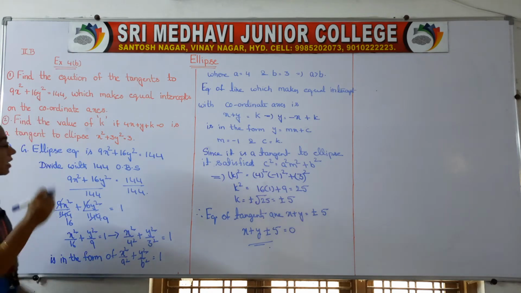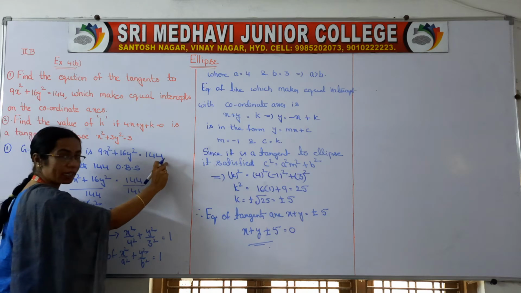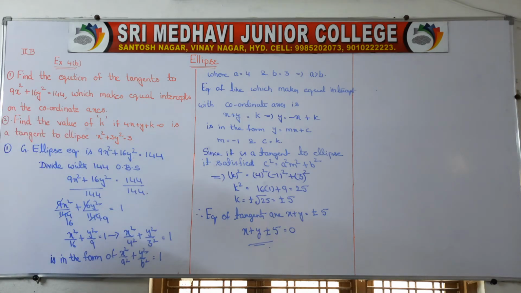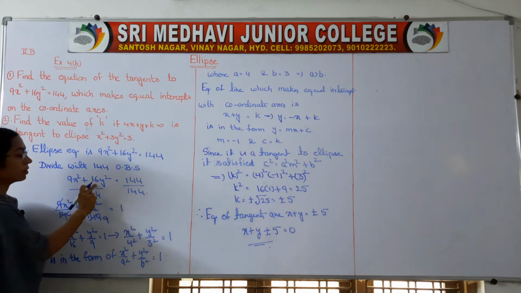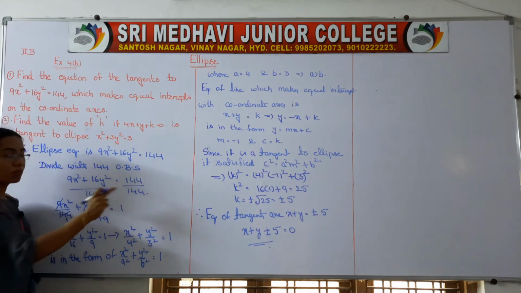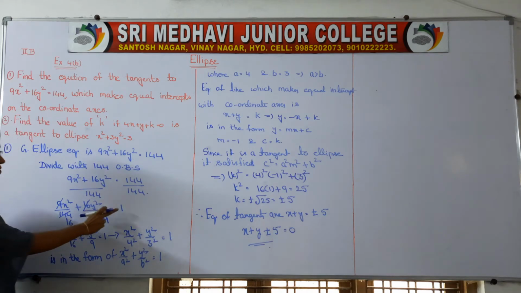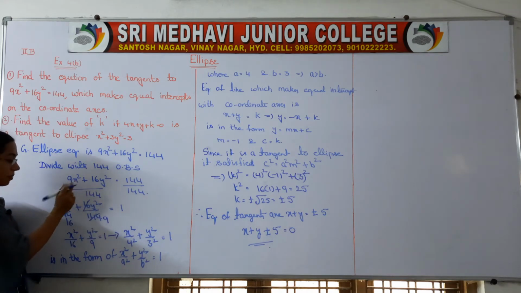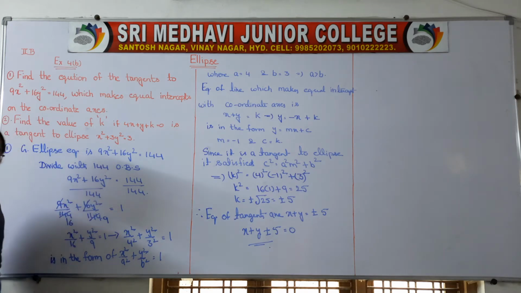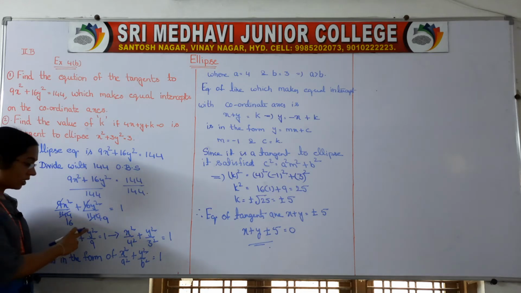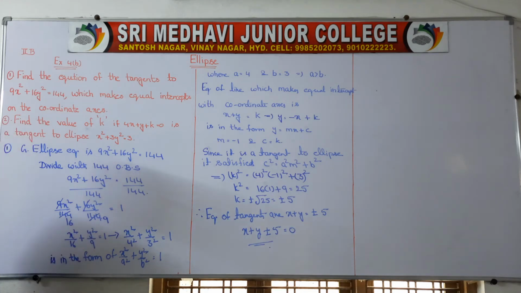So, for that sake, on the right side we need 1. So divide the entire equation by 144. So, 9x square plus 16y square is equal to 144, divided by 144. So, here it is 1. Write separately 9x square by 144, 16y square by 144. Then you will have x square by 16 plus y square by 9 is equal to 1.